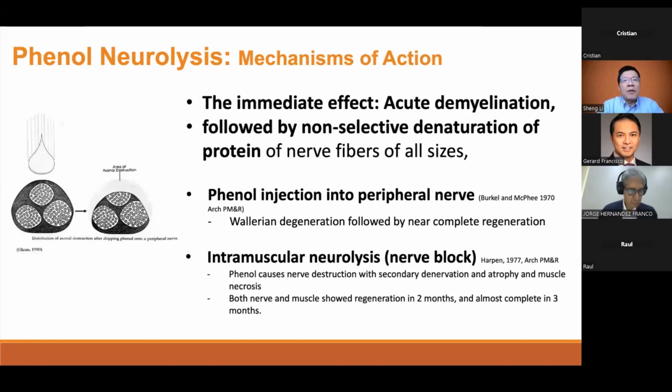So first question, how does phenol work? The phenol has two mechanisms of action. First, it will cause the immediate effect through acute demyelination, which is followed by a non-selective denaturation of protein of nerve fibers of all sizes. That means we have to localize these targets very precisely. And this phenol injection can be performed at different levels, at the nerve trunk level, branch level, and the intramuscular motor points level. According to prior animal studies, after phenol injection and the nerve, there is near complete regeneration of peripheral nerves, as well as muscles and muscle fibers.